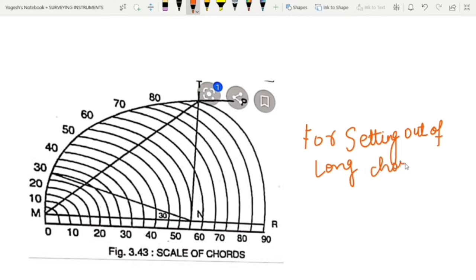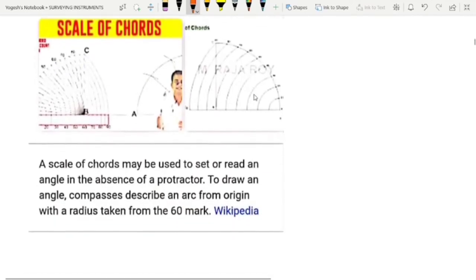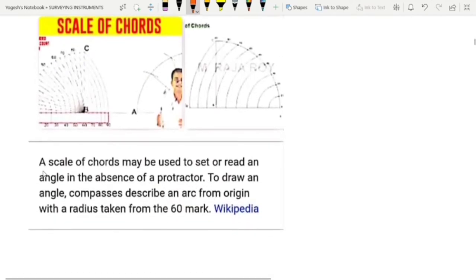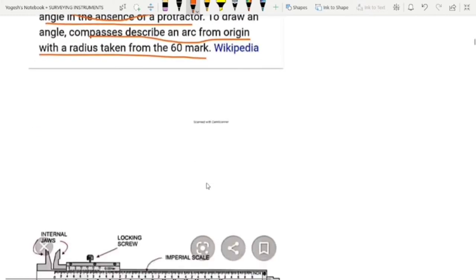This is used for the setting out of the long chords. Please be careful. So this is a scale of chord. A scale of chord may be used to set or read angle in the absence of a protractor. To draw an angle, compasses describe an arc from the origin with radius taken from the 16 mark.